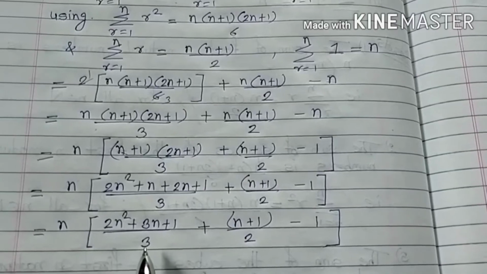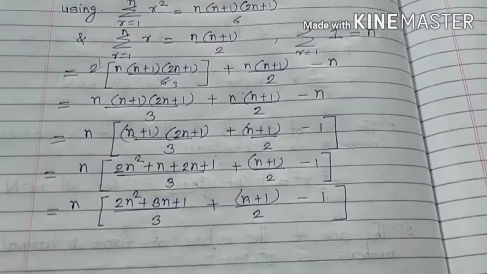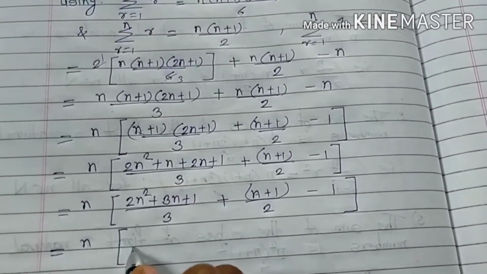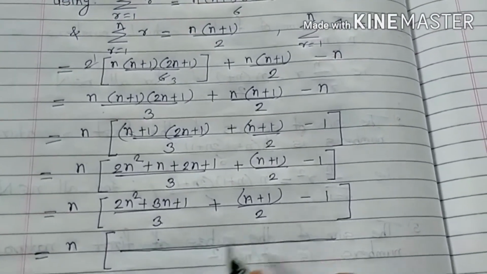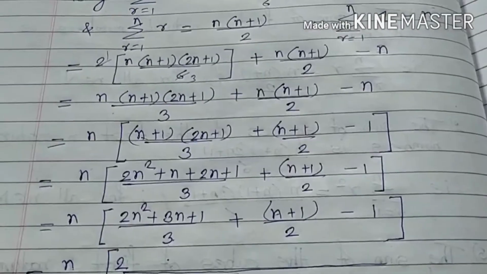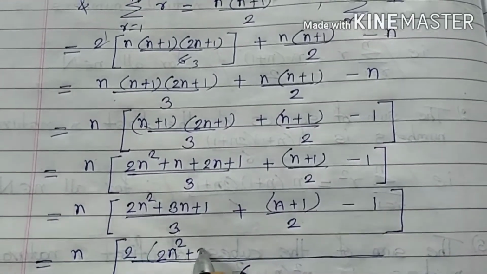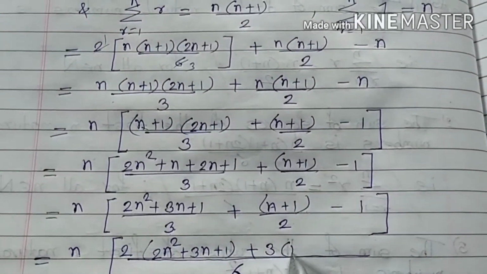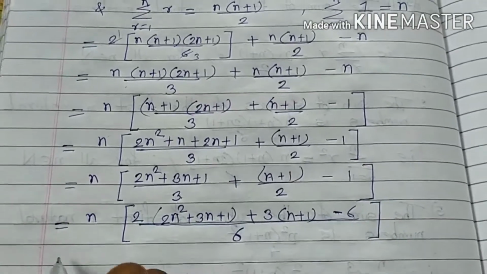So if you want, then you can take two terms and by cross multiplying you get the answer, but I am doing here one step which is very easy. So 3 2s are 6, here 2 multiplying by 2n square plus 3n plus 1, here 3 multiplying n plus 1 and here is 6. It is a very simple step.